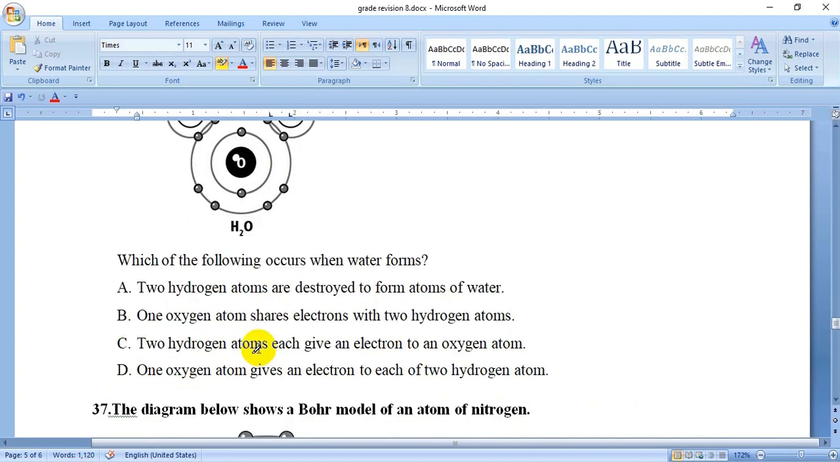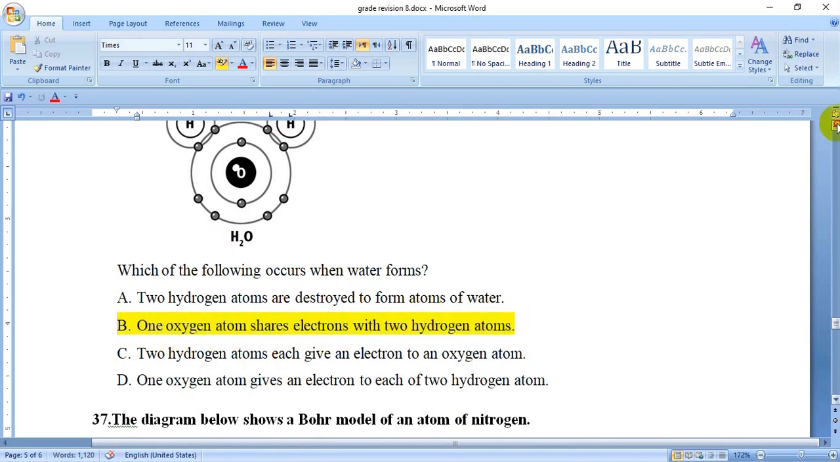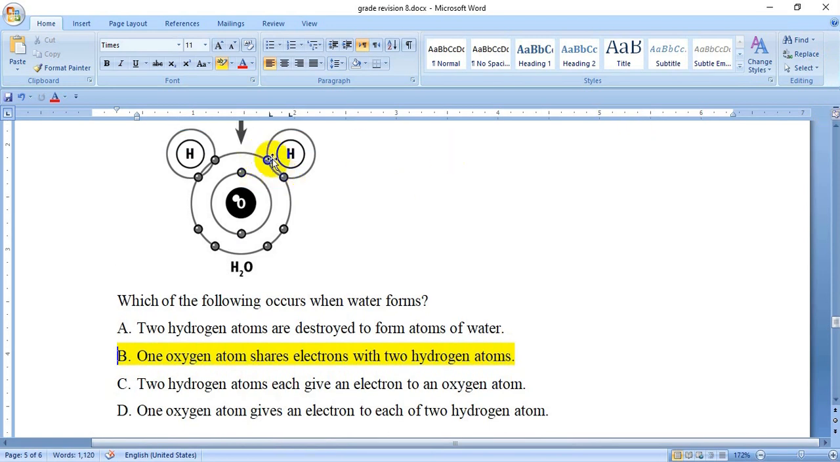Because what happens here is sharing. So it means that one oxygen atom shares electrons with two hydrogen atoms. As we see in the picture, we have sharing electrons here, sharing electrons here, and also here. So this means that the oxygen atom shares two electrons with hydrogen atoms. There is no loss or gain. Okay.